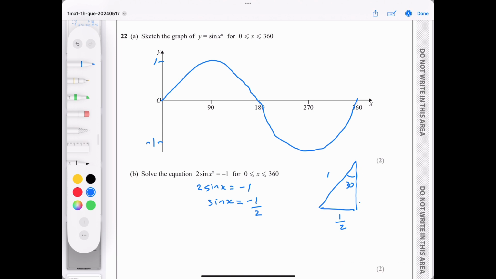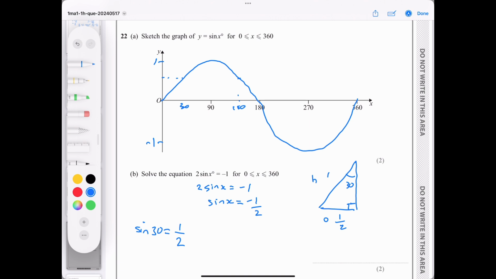This is a right angle triangle, so this would be opposite and this would be hypotenuse. So sine of 30 equals opposite over hypotenuse, which is half over 1, which means it's half. So I know that for half, that comes in at 30. And that comes in, as a result, at 180 minus 30, which is 150.